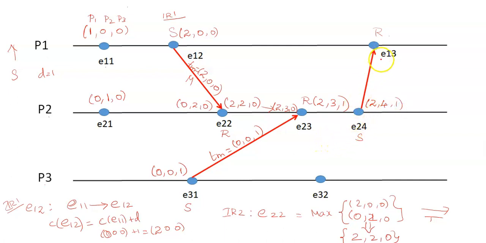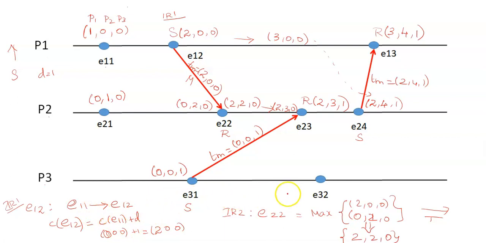Now go and calculate E13. Here E13, with reference to E12, the incremented timestamp is 3, 0, 0. Now these two things should be compared. The timestamp received from E24 is 2, 4, 1, so 2, 4, 1 should be compared to 3, 0, 0, and the maximum will be taken. Amongst 3 and 2, 3 is maximum. Amongst 0 and 4, 4 is maximum. And 0 and 1, 1 is maximum. So the timestamp vector for E13 is 3, 4, 1.